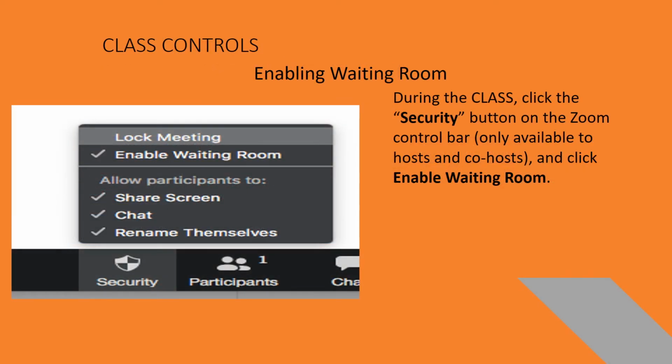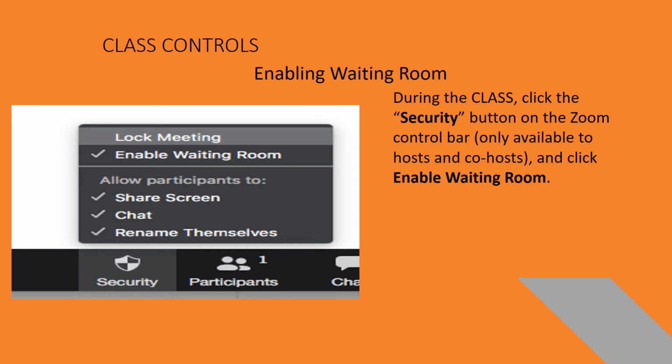This is what we call the security button on the Zoom control bar, and it is only available for hosts and co-hosts. This means that there may be some participants who will be the organizers or the administrators of the meeting room, the e-classroom. Basically, there are icons that are only available for these hosts and co-hosts.